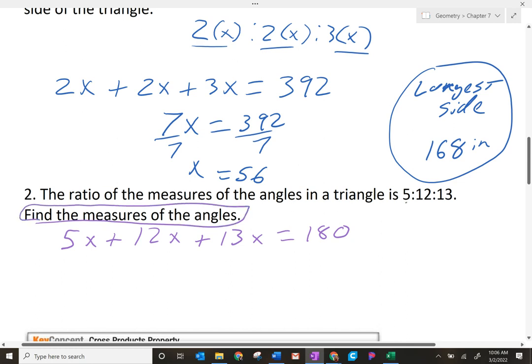And that's this 5. That was where the 12 came from. That's where the 13 came from. I add them all together. I should get 30x equals 180. I'm going to divide both sides by 30. X equals 6.